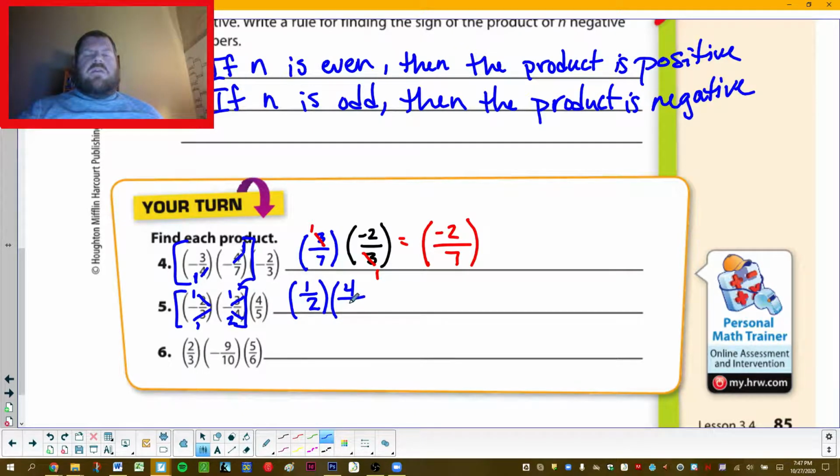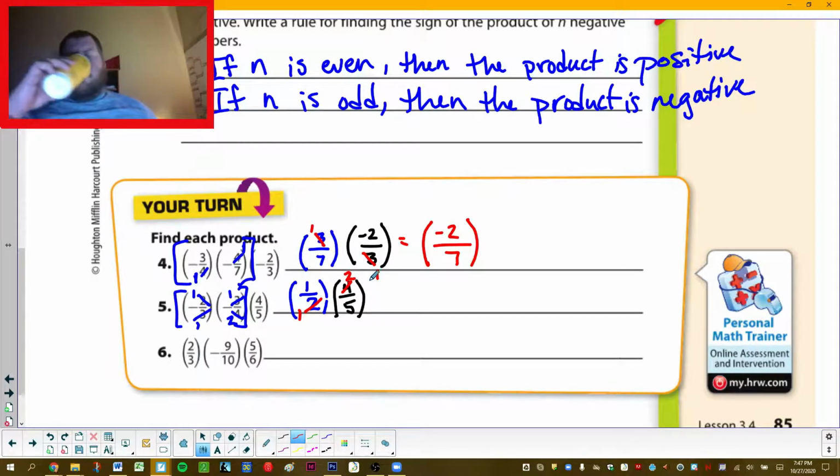And then times a positive 4/5. Let me stick with my normal here. So I get 4/5 is what I'm multiplying by. And I can do another cross reduce. Turn the 4 into a 2 while I turn the 2 into a 1. Two times 1, or 1 times 2 is 2. 1 times 5 is 5.